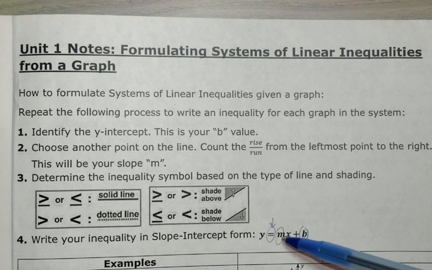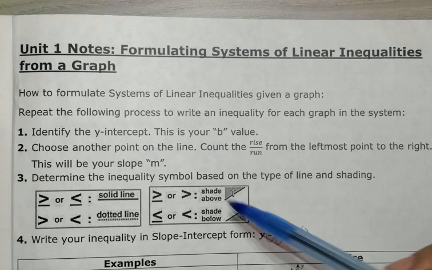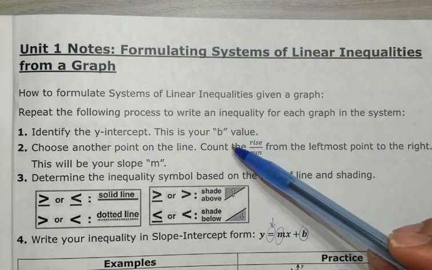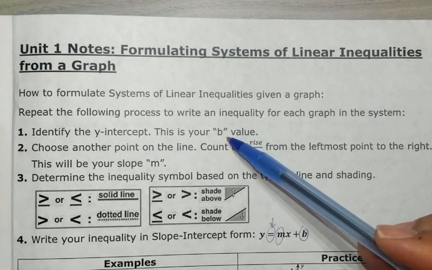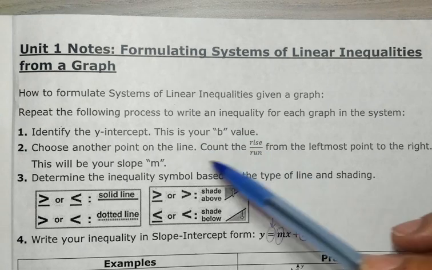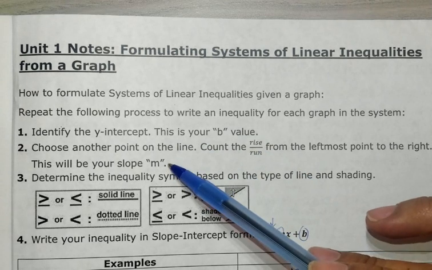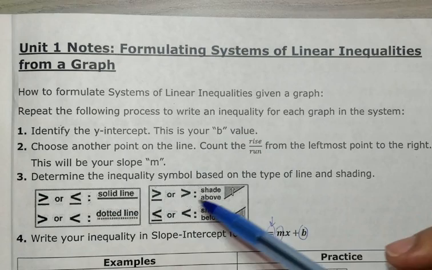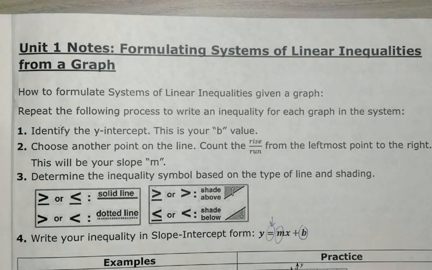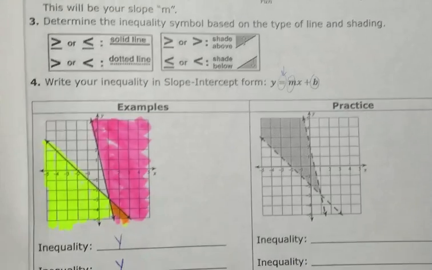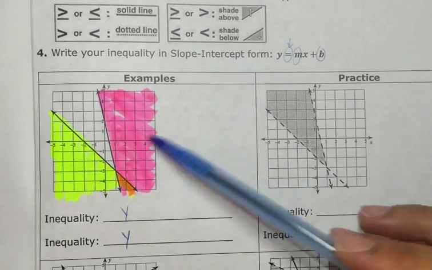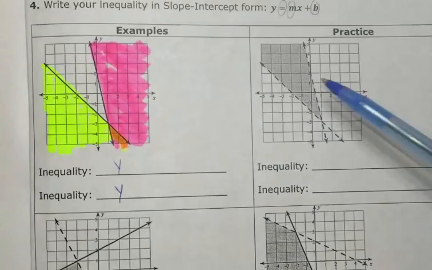We also need to calculate the slope and y-intercept. So the order described here is to first find the y-intercept, then use another point to calculate your rise over run to find your m, and then identify what symbol we're going to use based on how it's shaded and how it's drawn. So this first example I color coordinated, but of course these others are not.